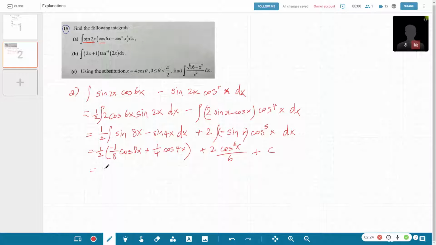So now we just do negative 1 over 16 of cosine 8x plus 1 over 8 of cosine 4x plus 1/3 cosine power 6x plus c. Okay, this will be your final answer for part A.